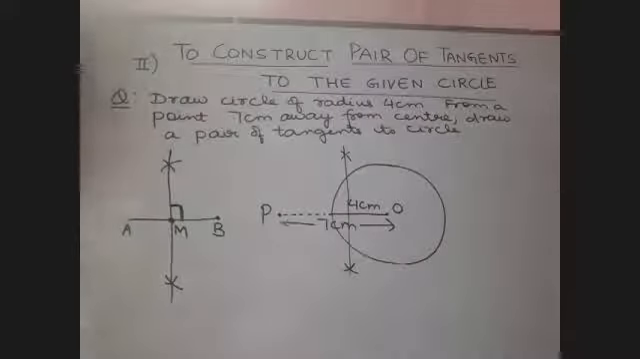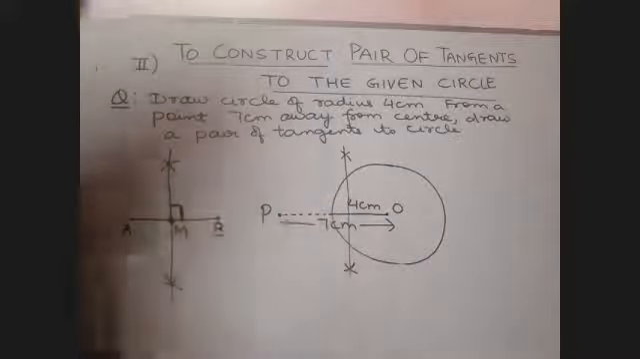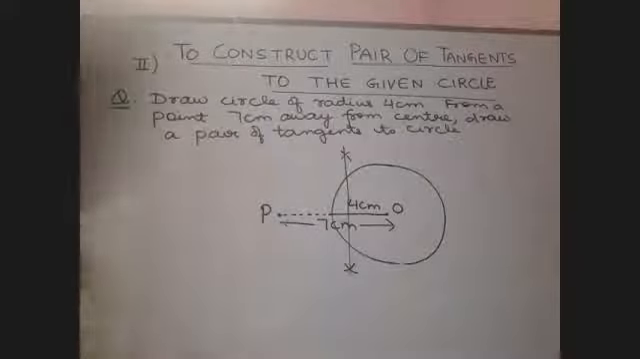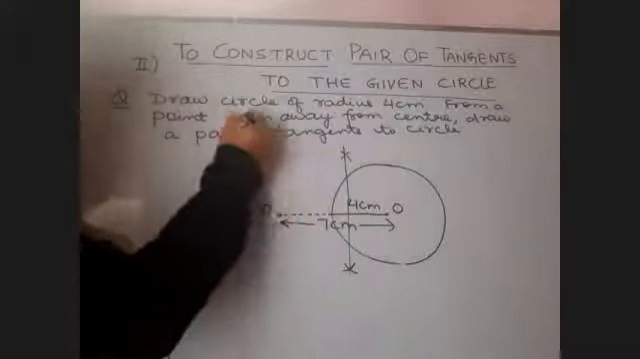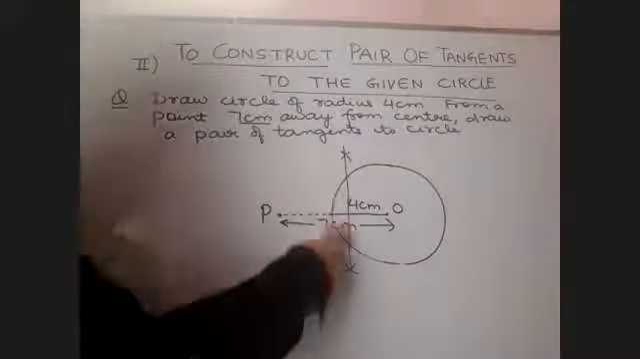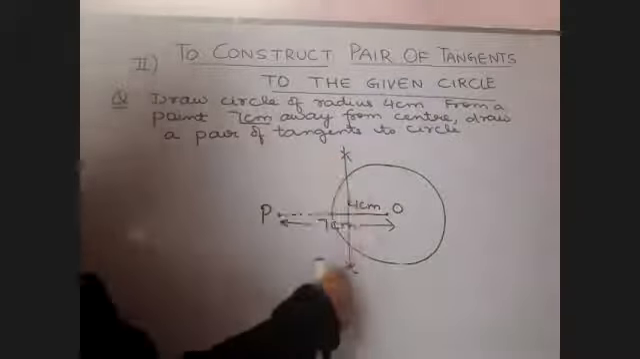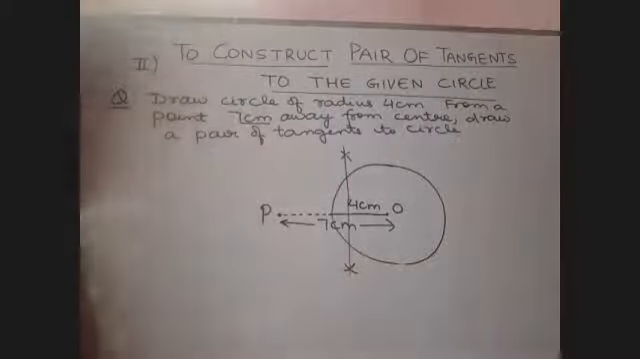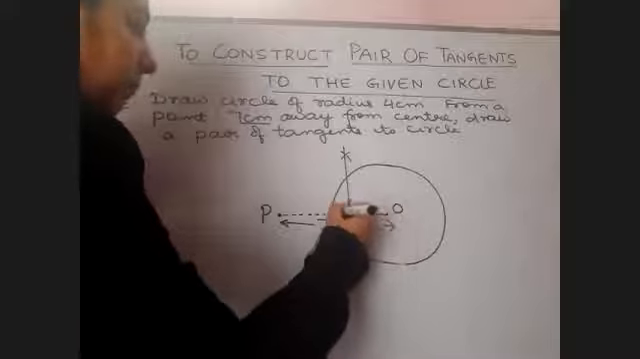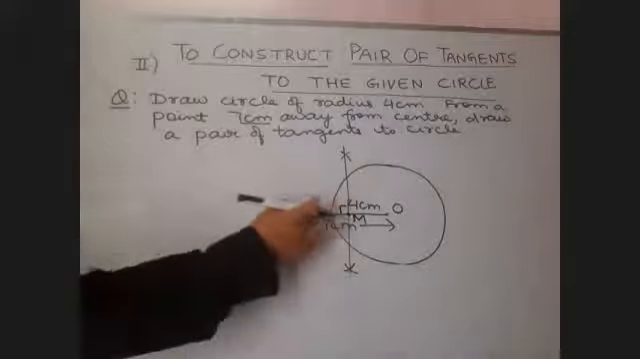Okay. I'm again repeating the steps. Step 1. We drew a circle with radius 4 centimeter. Step 2. We took a point P 7 centimeter away from the center, as given in the question. Step 3. We have drawn the perpendicular bisector of OP. Now this is your midpoint. Let it be M. M is the midpoint of OP.